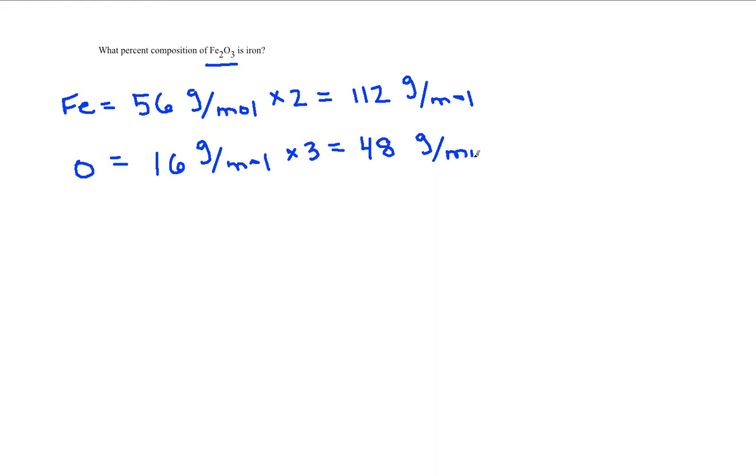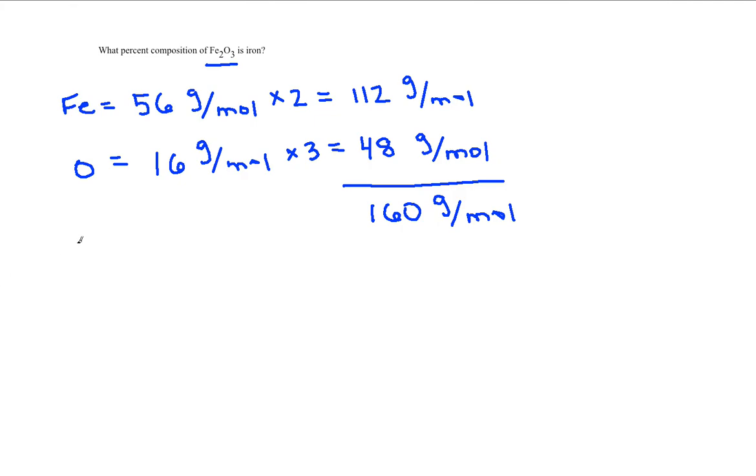Now, what I can do in order to determine percent composition is add these up in order to determine the total molecular mass of this compound, which we've done before. So if I add these up, 112 plus 48, what I get in my calculator is 160. So this is 160 grams per mole. So my total molecular mass is 160. Now what I want to do is determine of that 160, what percent is iron and what percent is oxygen.